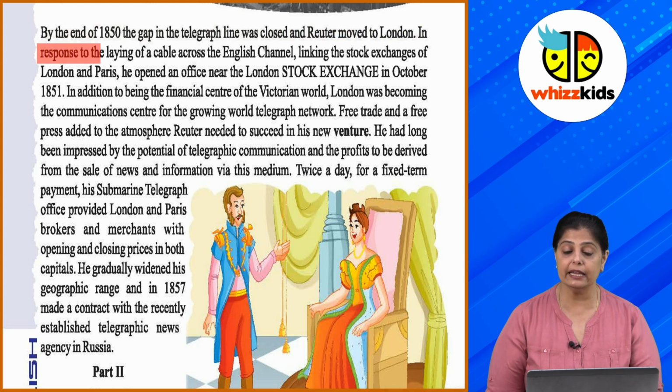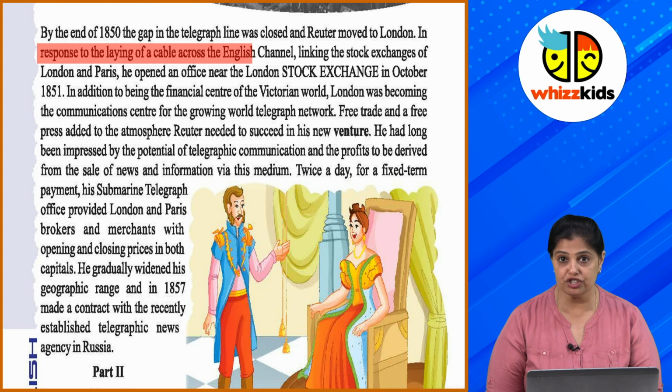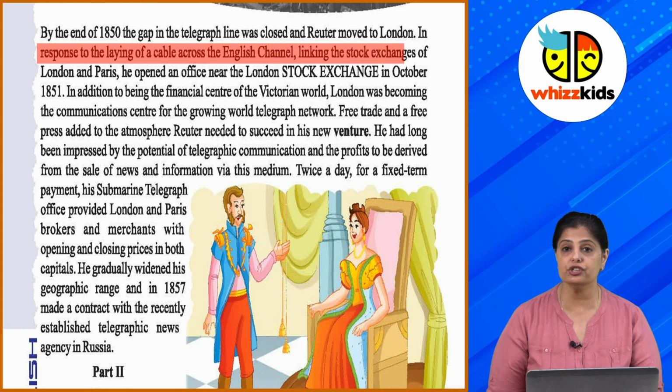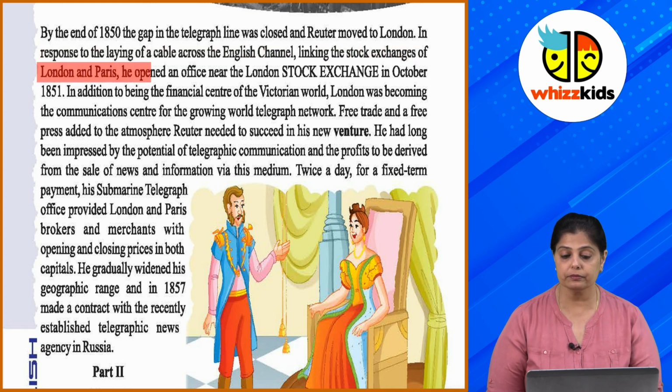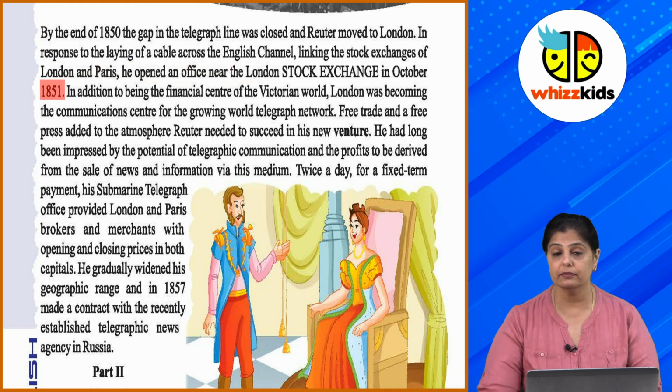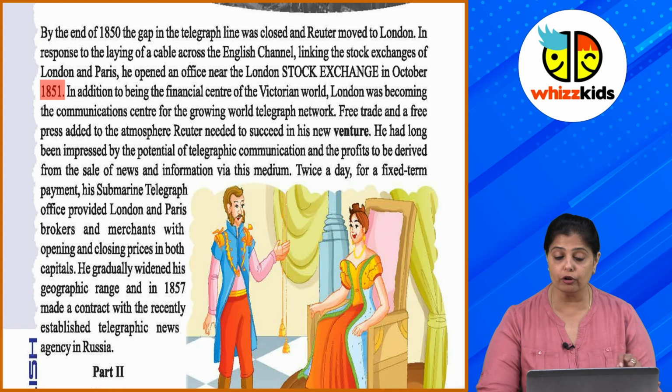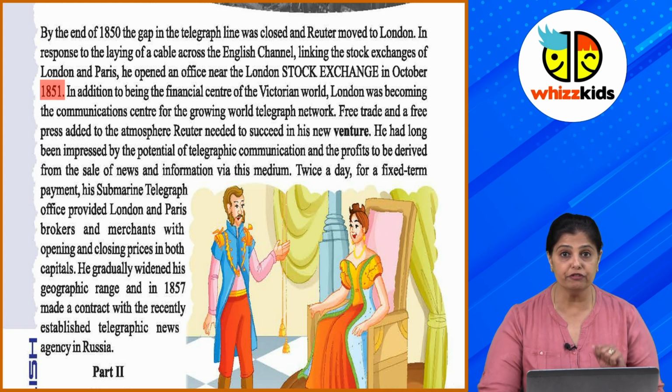In response to the laying of a cable across the English Channel, linking the stock exchanges of London and Paris, he opened an office near the London Stock Exchange in October 1851. So he moved back to London in 1850. Then they started laying a cable across the English Channel, wherein they could link the stock exchanges of London and Paris. Okay, he set up an office next to the London Stock Exchange in October 1851.